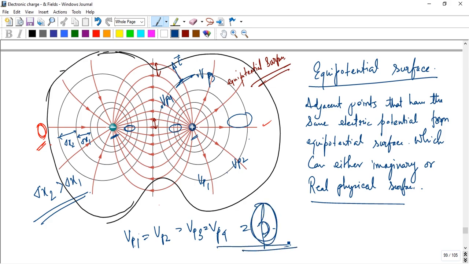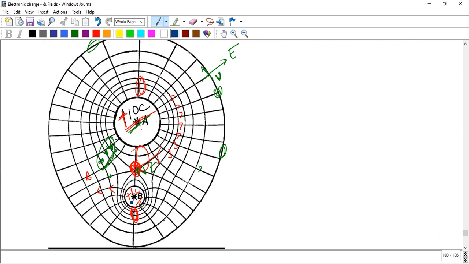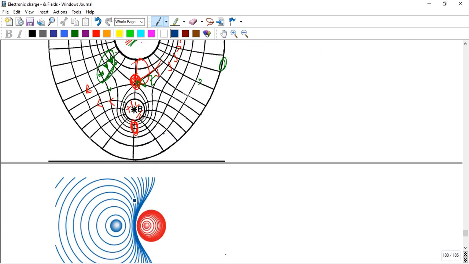That surface is called an equipotential surface because the potential value at any point on the surface is the same. Now, this surface can be an imaginary surface or a real physical surface. Okay. Now we calculate work done.